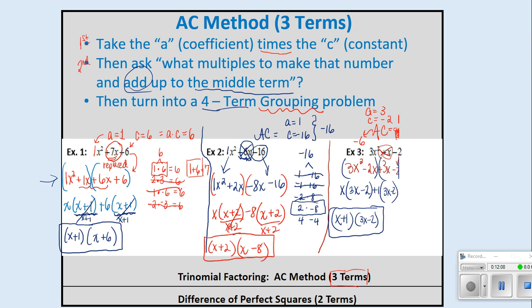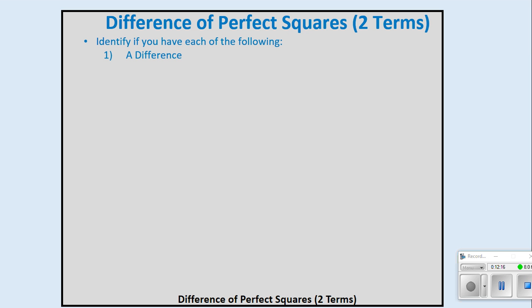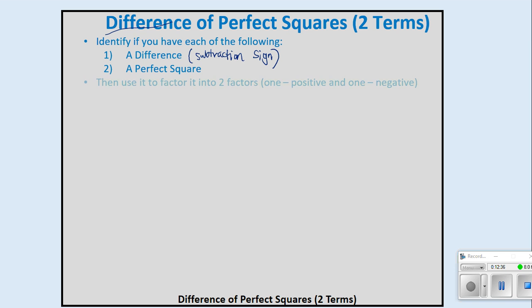So we got to know something about perfect squares. All right, so difference of perfect squares. You have to be able to identify each of the following. 1, do we have a difference? That means the problem better have a subtraction sign. Because if it doesn't have a subtraction sign, then it isn't going to be the difference of perfect squares. And the second thing is, do you have a perfect square? So what are the perfect squares?